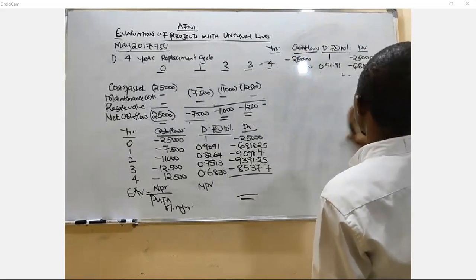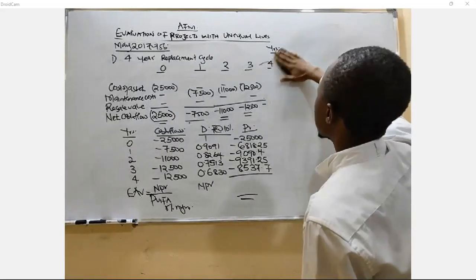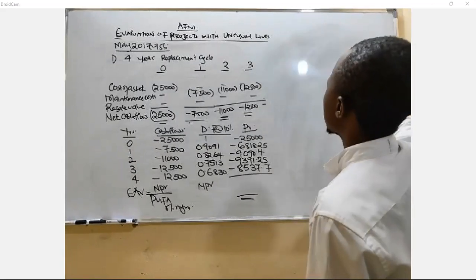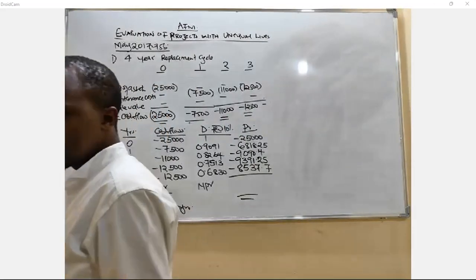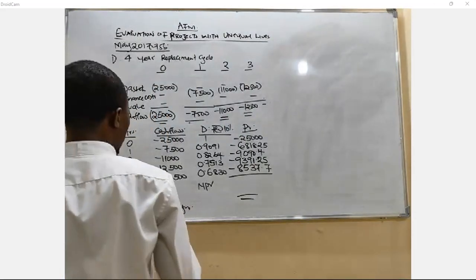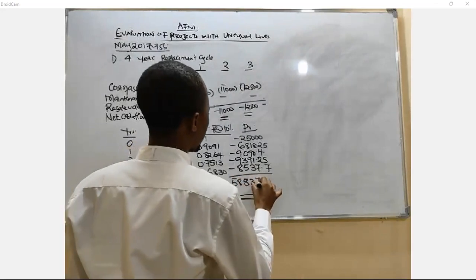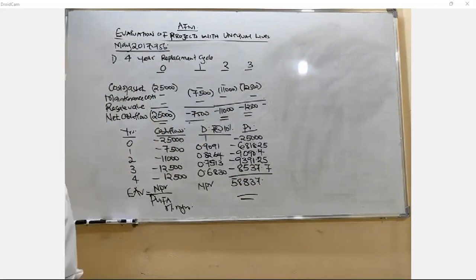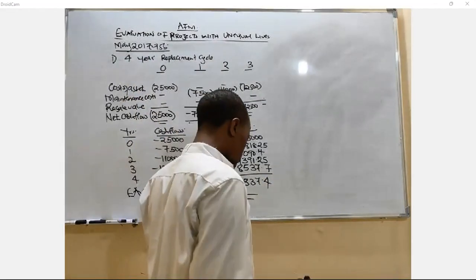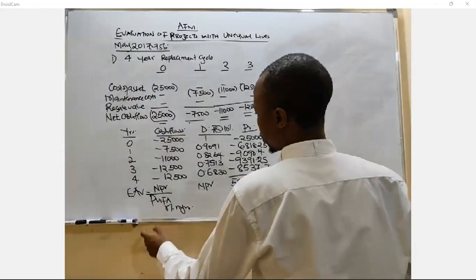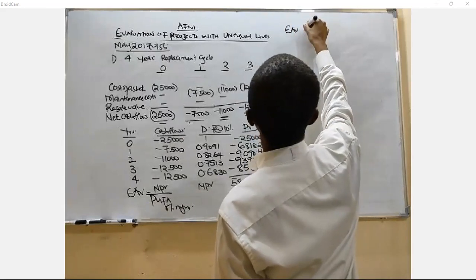What is the summation? Negative 58,837.4. It should be 4 years. So let us get the EFV for the first year. For year 1.